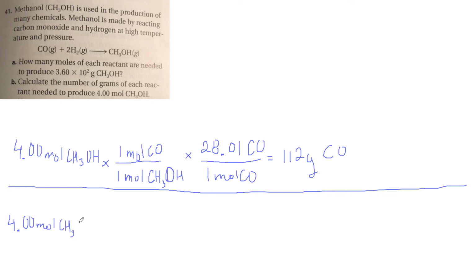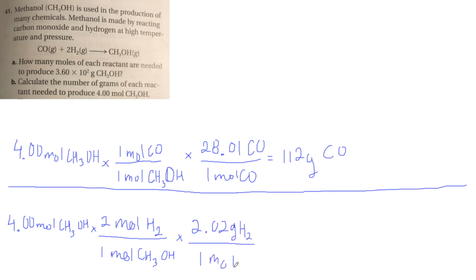Continue on with the second part, which is writing down the given as well. Then multiplying that by 2 moles of hydrogen over 1 mole of methanol because of the coefficients hydrogen has. Then you multiply that by the molar mass of hydrogen, which is 2.02 grams over 1 mole of hydrogen. And once you multiply that, you get 16.1 grams of H2.